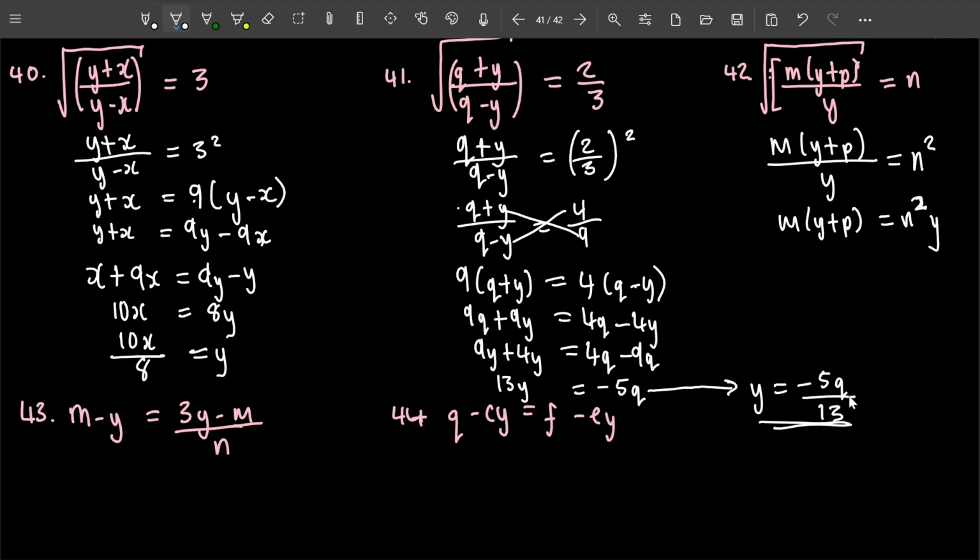Then I see that I have y on the left and y on the right. What do I have to do? I have to expand. Even if there's only one y on the right, I don't care. I have to expand. So I expand, I get my plus mp is equal to n squared y. Are we together? I hope we are. Then I take the y's to one side, okay? I would like to take them to the right in respect of n squared.